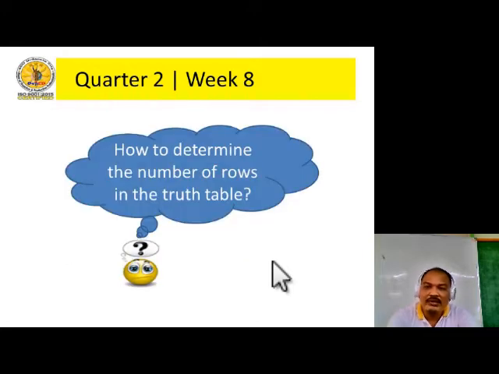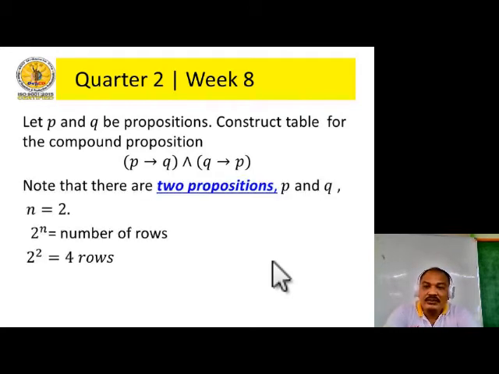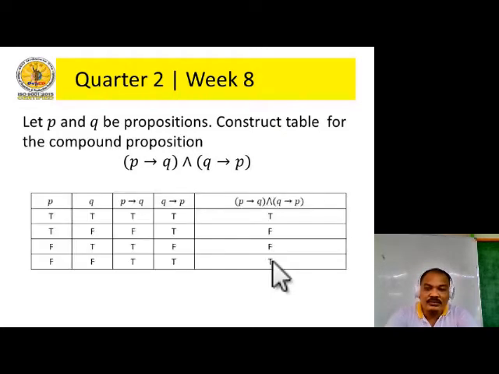Now, the question is, how are we going to determine the number of rows in the truth table? Let P and Q be propositions. Construct a table for the compound propositions. There are two propositions, P and Q. Therefore, your n is equal to 2. Then use 2 raised to n, wherein 2 is the base or the constant and n is the number of propositions. So if we have two propositions, we are expecting to have 4 rows.